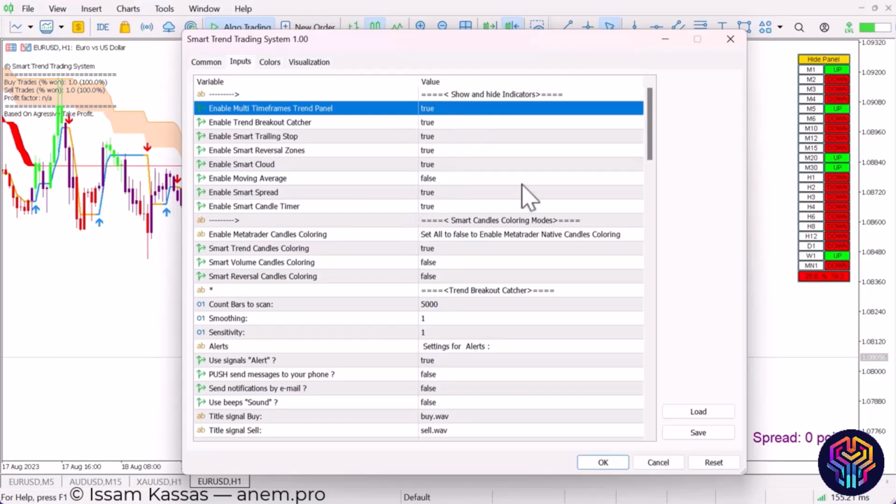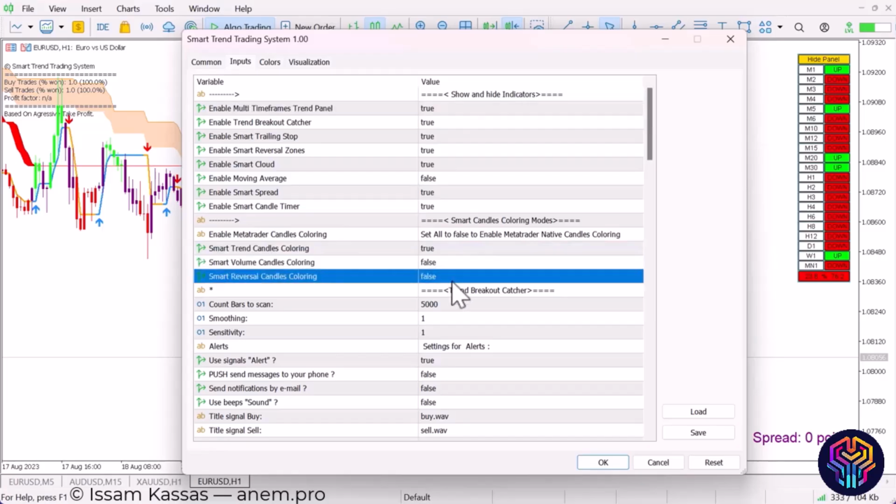These are the indicators that you have, a list of them here, and also you can choose the candle coloring mode that you want. So if you set all of these candle coloring here, the three below, you can get MetaTrader native colors, which is the color that you choose by default and you have in your indicator. But if you choose the smart trend candle coloring, which goes with the trend following strategy, and you set that to true, and you set these two here, the volume and the reversal, to false, then you get the trend candle coloring that you see here on the chart.